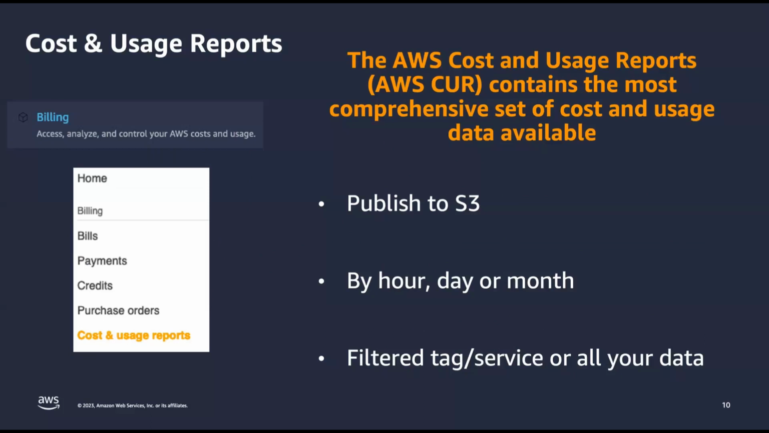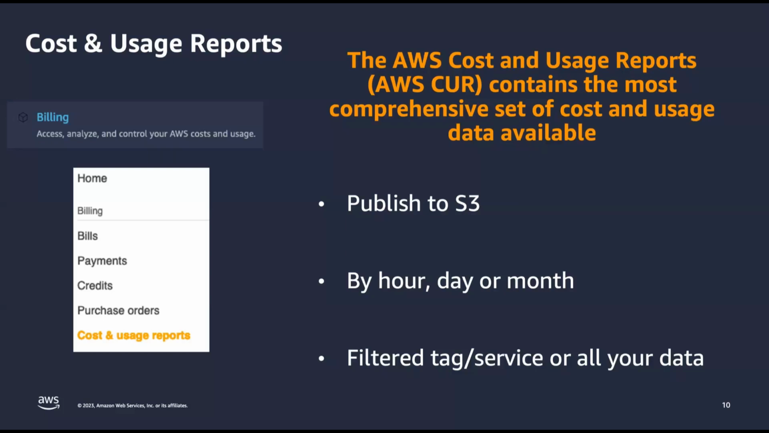And it contains the most comprehensive set of costs available for all of your AWS services. So when you enable the cost and usage report, you are publishing all that cost data, a file that is constantly updating, to S3. This data, this file can be hourly, can be daily, can be monthly. So you get to choose the level of grain that you want in that data. And you can pick and choose what type of data you want to see in there. Do you want only a specific service?